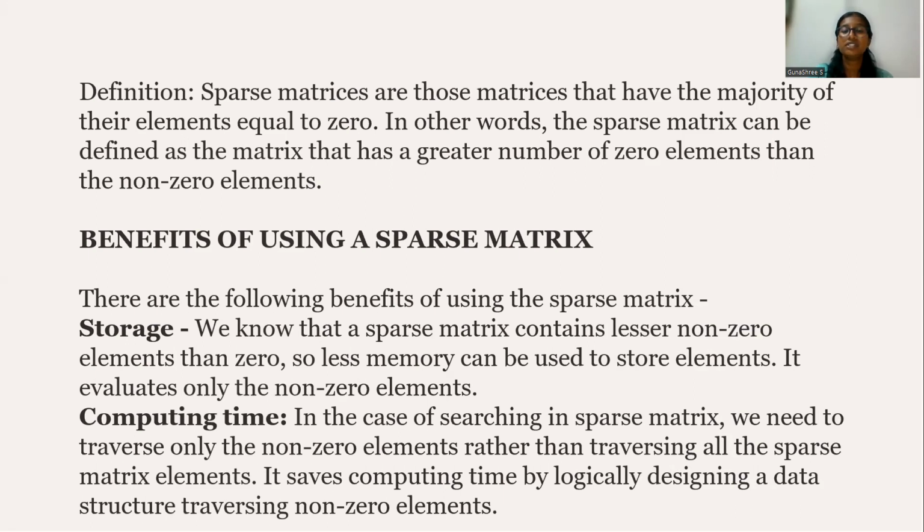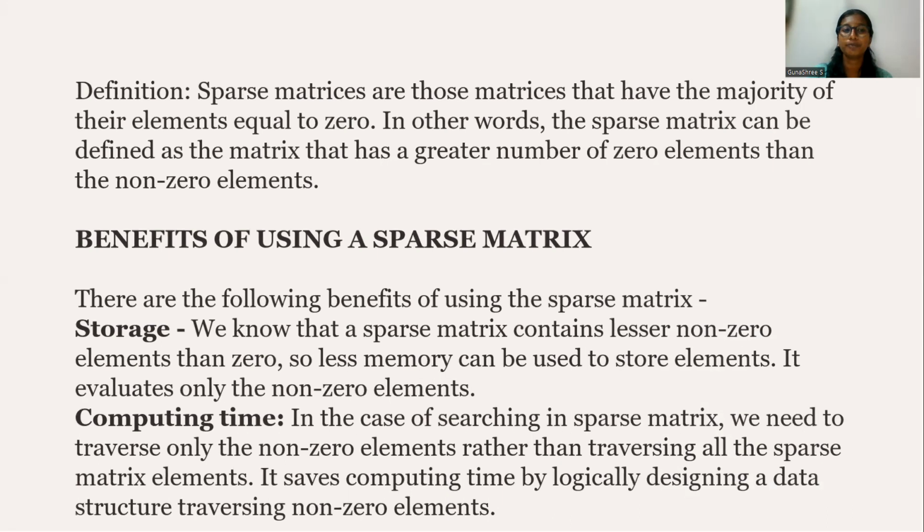So what are the benefits? First, it saves storage and computational time. Storage: since it contains very few non-zero elements, memory can be utilized to store more elements, as it only evaluates the non-zero elements. Computing time: if we talk about searching, then it is only required to traverse the non-zero elements rather than the whole sparse matrix. It reduces the time of performing an operation compared to the normal matrix operations that we follow.